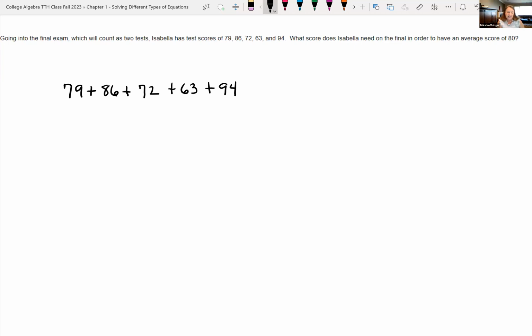She is going to take an exam. It's worth 2 test scores. So if we let X equal the final exam score, well, it said it's weighted like 2 tests, so we could write it as X plus X, or we could have written that as plus 2X.